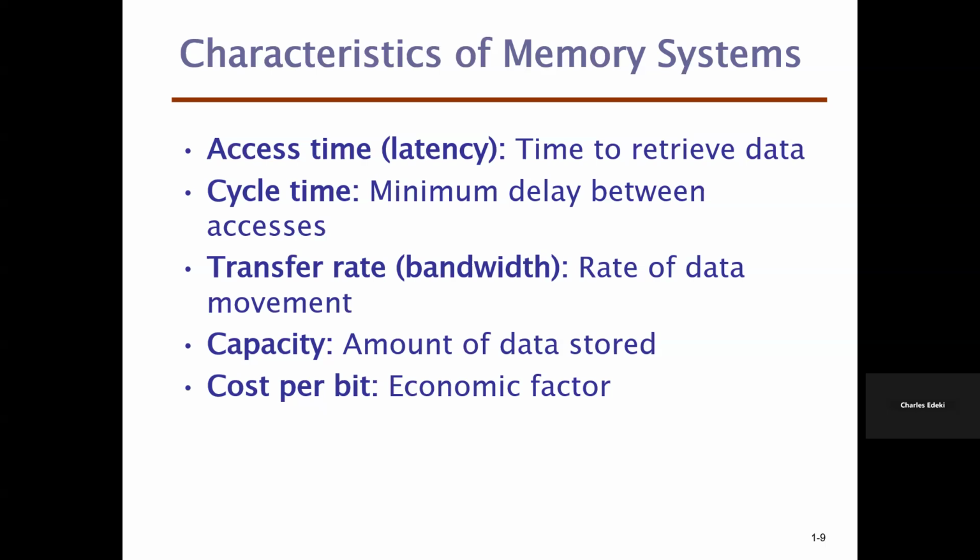Then we have capacity and also cost per bit. We skipped the capacity: capacity is the amount of data stored. Capacity comes before cost per bit. Okay, so the question, let's go.